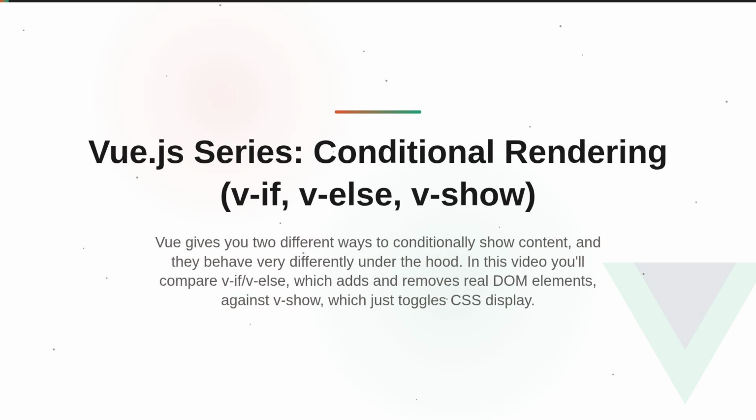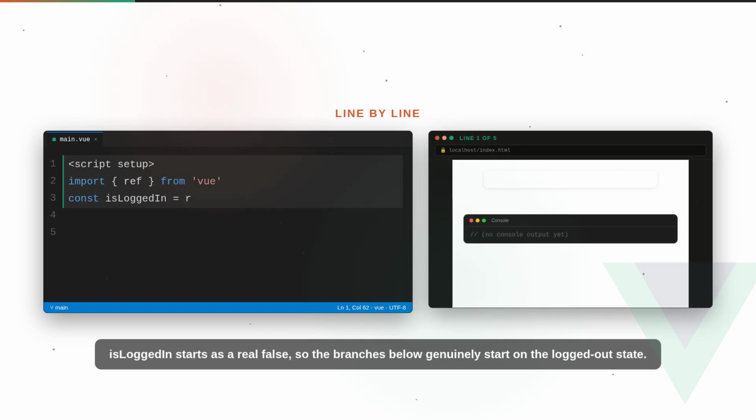Vue gives you two different ways to conditionally show content, and they behave very differently under the hood. In this video you'll compare v-if, which adds and removes real DOM elements, against v-show, which just toggles CSS display. isLoggedIn starts as a real false, so the branches below genuinely start on the logged out state.